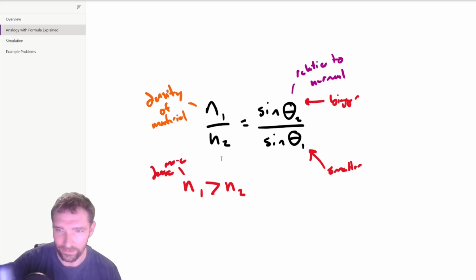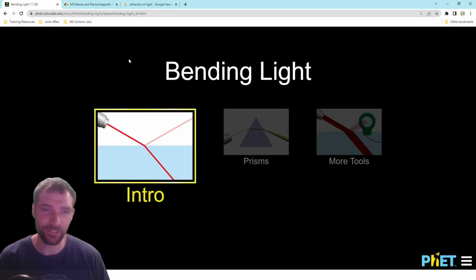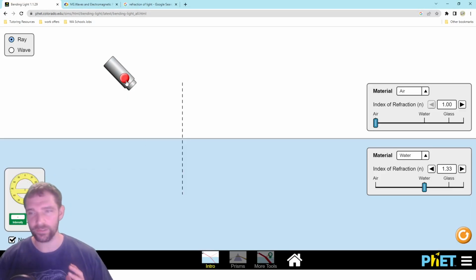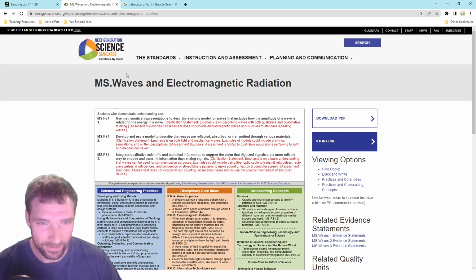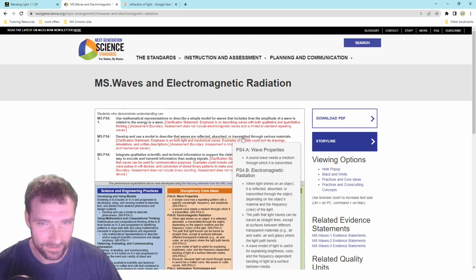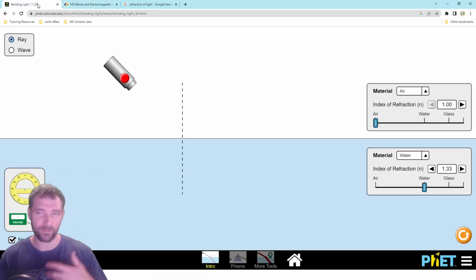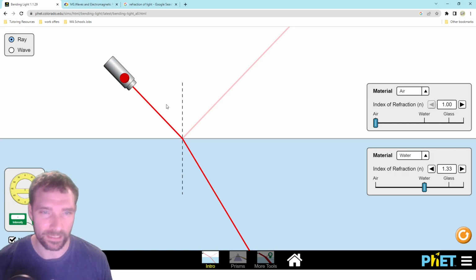So this is a simulation from PhET, the bending light simulation. It's pretty amazing. I really like this. I used this with my middle school students when we were going over the standard around how light is reflected or refracted through various materials. I did not have them do the calculation with the math, but I did have them conceptually see how these angles change with the density.